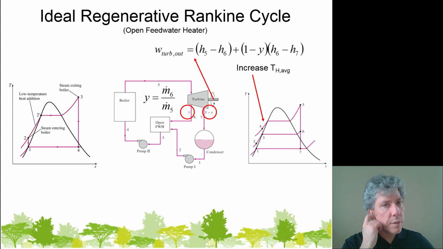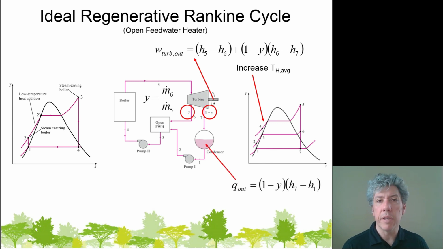So what you'll want to do is find all of these cycles in your book. Make sure you've got them tabbed, and especially around the regenerative Rankine cycle, you want to write down the equations I've got on this slide. They'll be very handy for you. Similarly, not all of the steam goes through the condenser, right? Only a fraction of it does, 1 minus Y fraction. And so the specific heat transfer out is 1 minus Y times H7 minus H1.